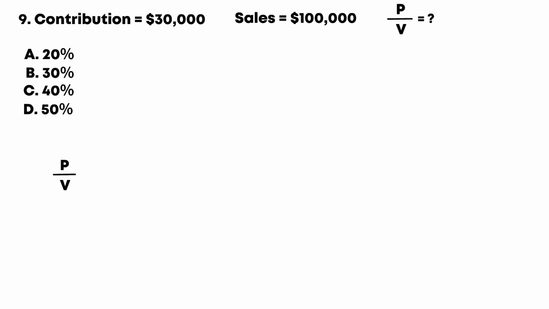9. Contribution equals $30,000. Sales equals $100,000. P by V ratio is A. 20%. B. 30%. C. 40%. D. 50%. P by V ratio equals contribution $30,000 divided by sales $100,000, equals 30%. The answer is B.